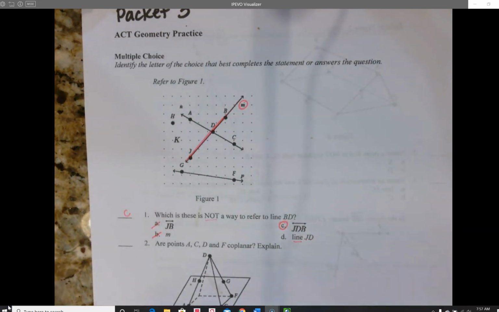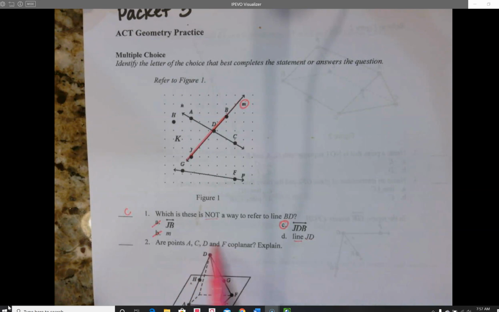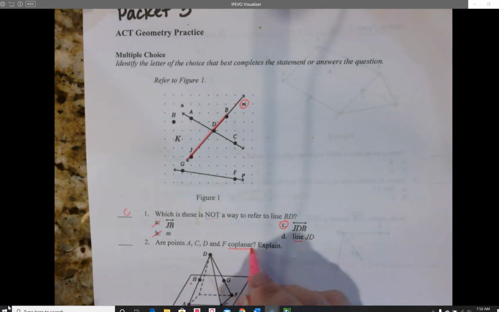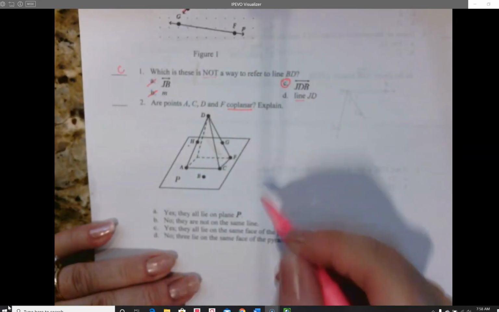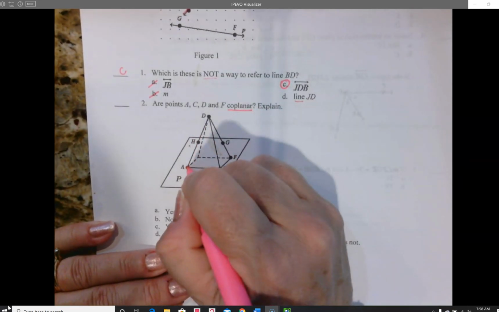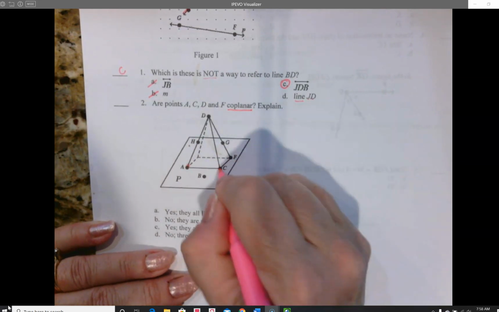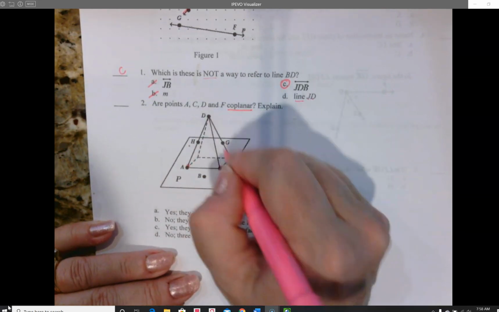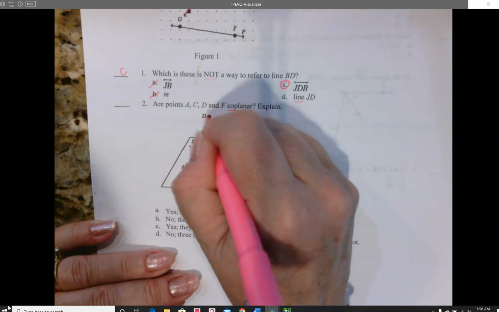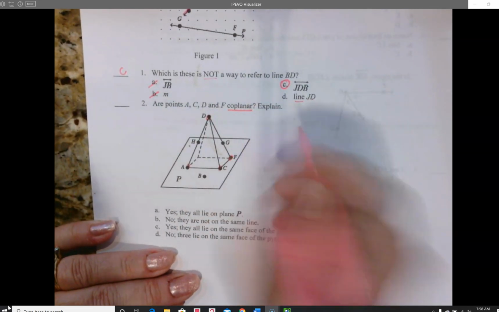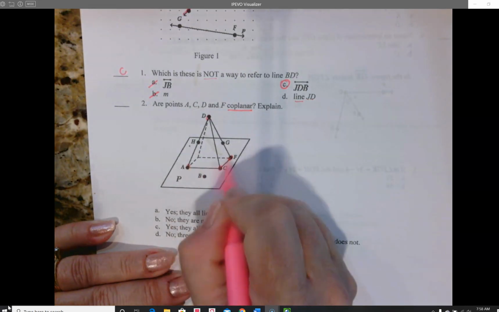Okay, number 2, are points A, C, D, and F coplanar? In order to answer that, we need to know what in the world coplanar means. It means in the same plane. So I'm going to identify A, C, D, and F. And so A, C, and F are coplanar.